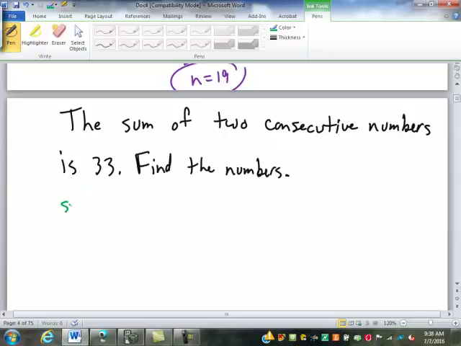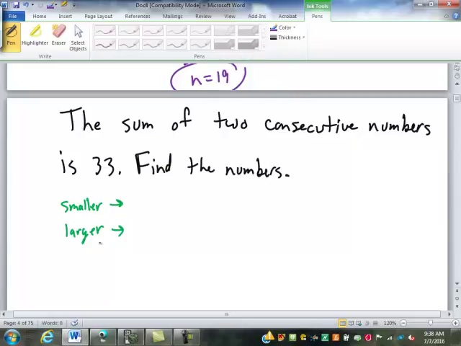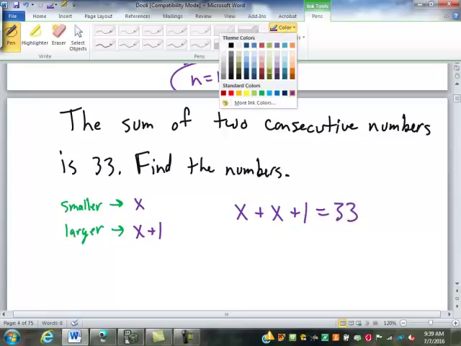So anyway, two consecutive numbers, I have to have a smaller number and a larger number. And what's the relationship going to be between those two numbers? Well, how's the larger one going to relate to the smaller one? If they're consecutive, it's one larger. So if the smaller one is x or n or whatever, the larger one is x plus 1. So the sum of them means you add them together. x plus x plus 1 equals 33.